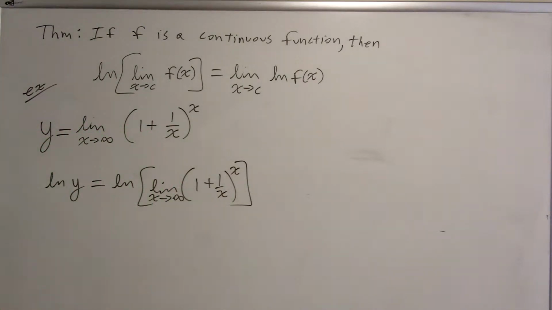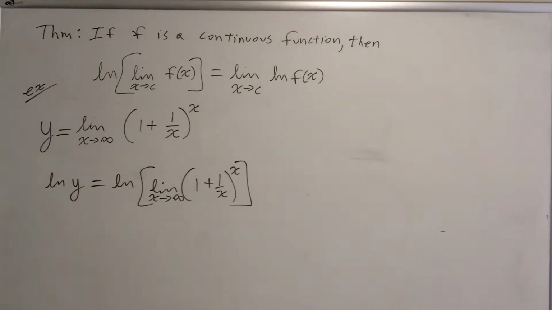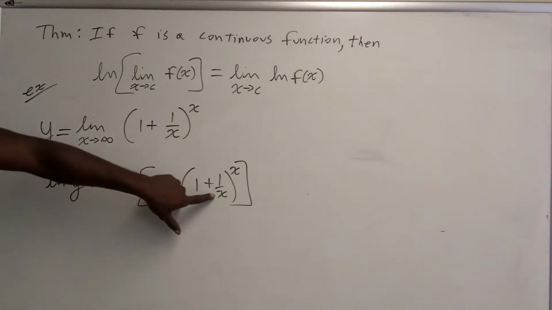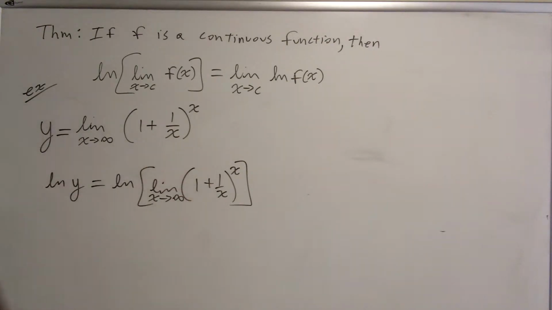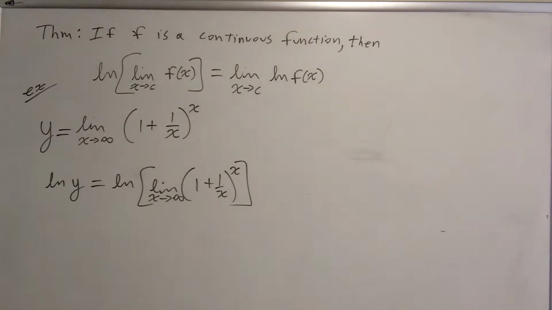Okay, now that I've done that, I know that 1 plus 1 over x to the x power is continuous everywhere except where x is equal to 0. If x is equal to 0, then I have division by 0 there. So as long as I'm not dealing with x equaling 0, this function is continuous. It's continuous everywhere in its domain, which is every number but 0. So since I know that this is a continuous function, I can apply this theorem.